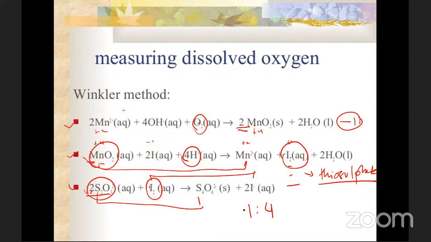So the number of moles for iodine and the number of moles for oxygen is a 4 ratio. If you have 1 mole of iodine, therefore the system has 4 moles of oxygen. That is the dissolved oxygen. That's all about the Winkler method. So these three types of equations are a must to memorise and a must to understand.